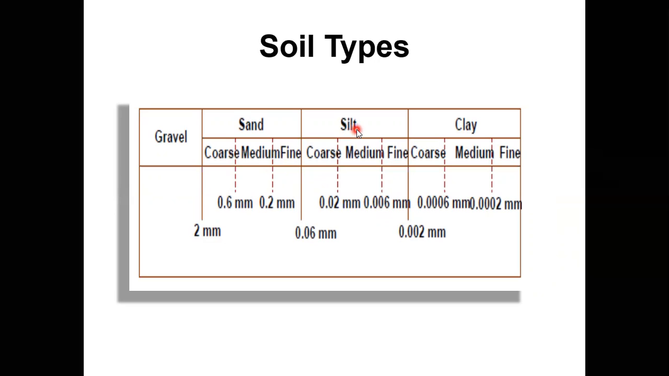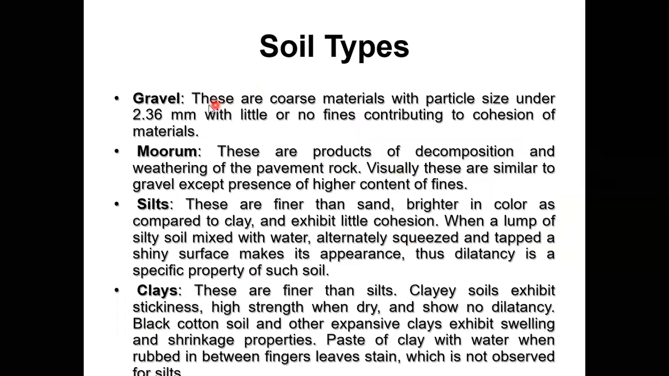Similarly, silt is once again divided into three parts: coarse silt, medium silt, and fine silt, and the respective dimensions are also given. The last one is clay, that is coarse clay, medium clay, and fine clay. Anything lesser than 0.02 mm we can call a clay material. So gravel has a greater diameter than sand, which is greater than silt, and silt is greater than clay. So clay is the finest material.